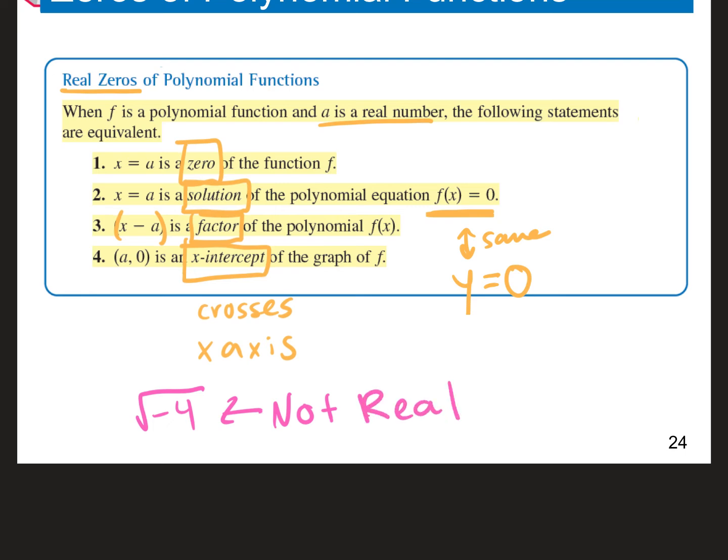So it doesn't cross the x-axis. It wouldn't be an x-intercept at that point. It's not a real solution. It's not a real zero. It is a solution. That's how we ended up with it as one of our answers, but it's just not a real solution, so it wouldn't cross the x-axis at that number because it's not a real number. So right now we're just focusing on real zeros. When we go later in this chapter, further on into chapter 2, we'll look at all zeros.